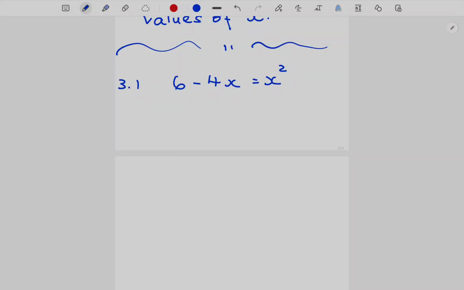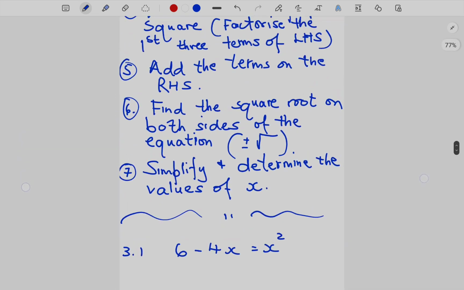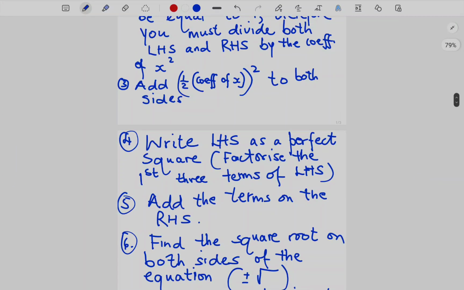Now, students, we are going to do question 3.1. It says, solve for x by completing the square. So we're going to complete the square, using all the steps that we need to follow. So as we all know, step number 1, first you must make sure.